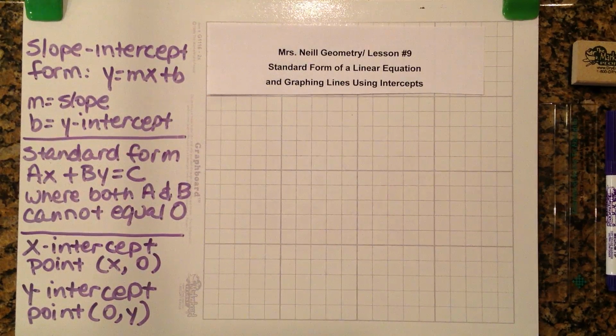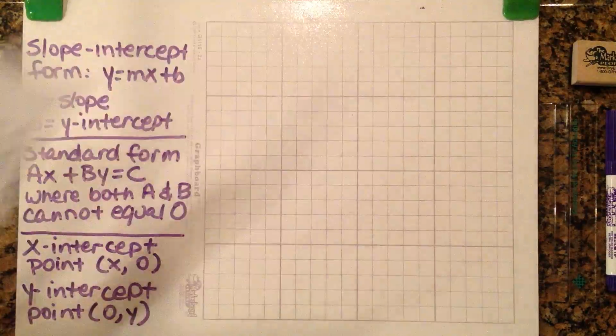Standard form of a linear equation, and graphing lines using intercepts. The concepts that we're going to look at today are slope-intercept form. We're going to talk about slope and the y-intercept. We're going to talk about the standard form of a linear equation. And we're also going to talk about the x-intercept and the y-intercept. So let's go ahead and start.